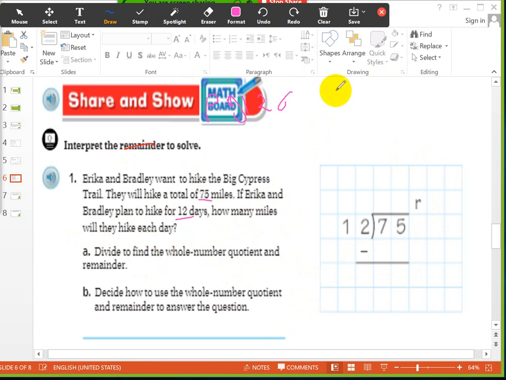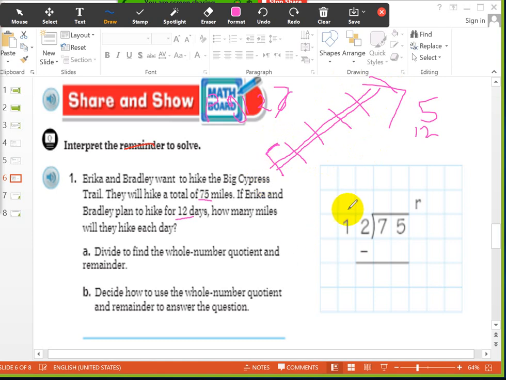So maybe I am Erica, and I want to hike 75 miles, a long way. I will do that in 12 days. So every day I will hike an equal part. So how many miles will I hike in each day? The same idea. I will divide the number of all miles by 12. Let's start the division.